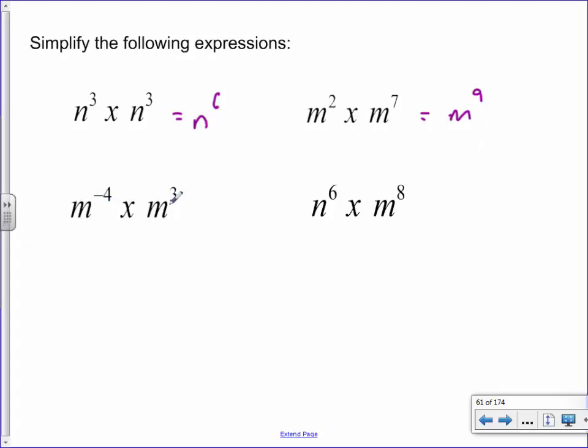m to the minus 4 and m to the 3. Well, you still add them together, right? It just means you have m to the minus 1. That's all. Same logic applies. What about this last one? Yeah, it's like the exact same thing you started with. You cannot do anything more. This is as good as it gets, right? You can't add n's and m's, just like you can't add a's and b's or apples and oranges, right? It has to be the same letter.